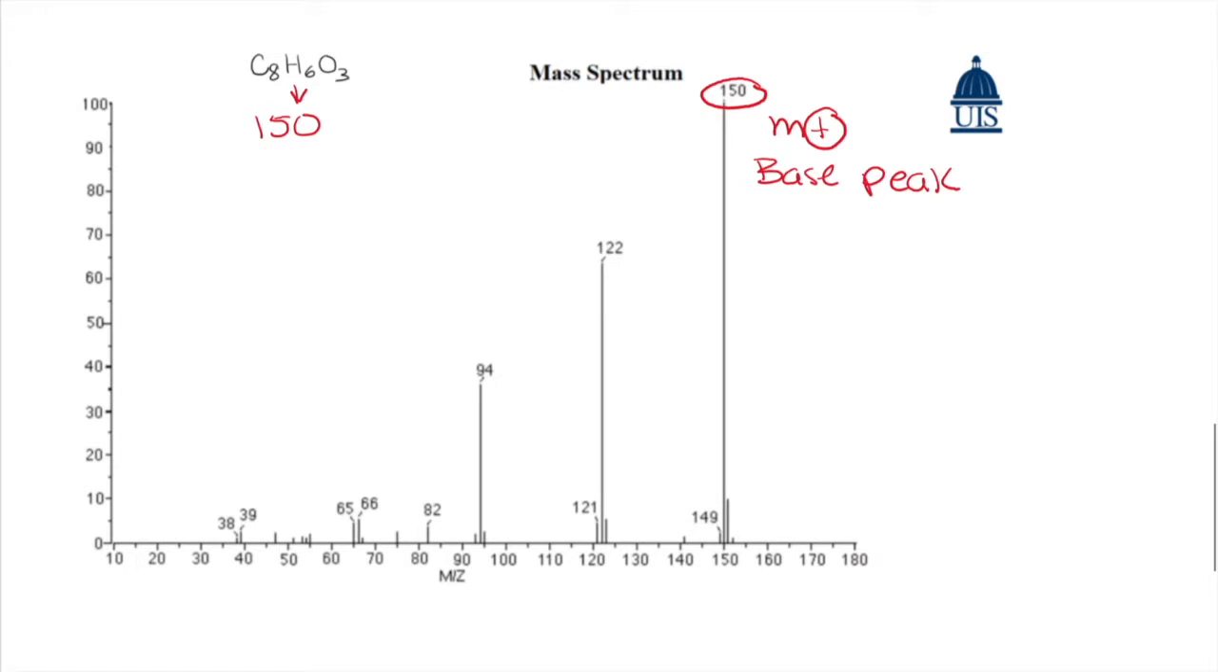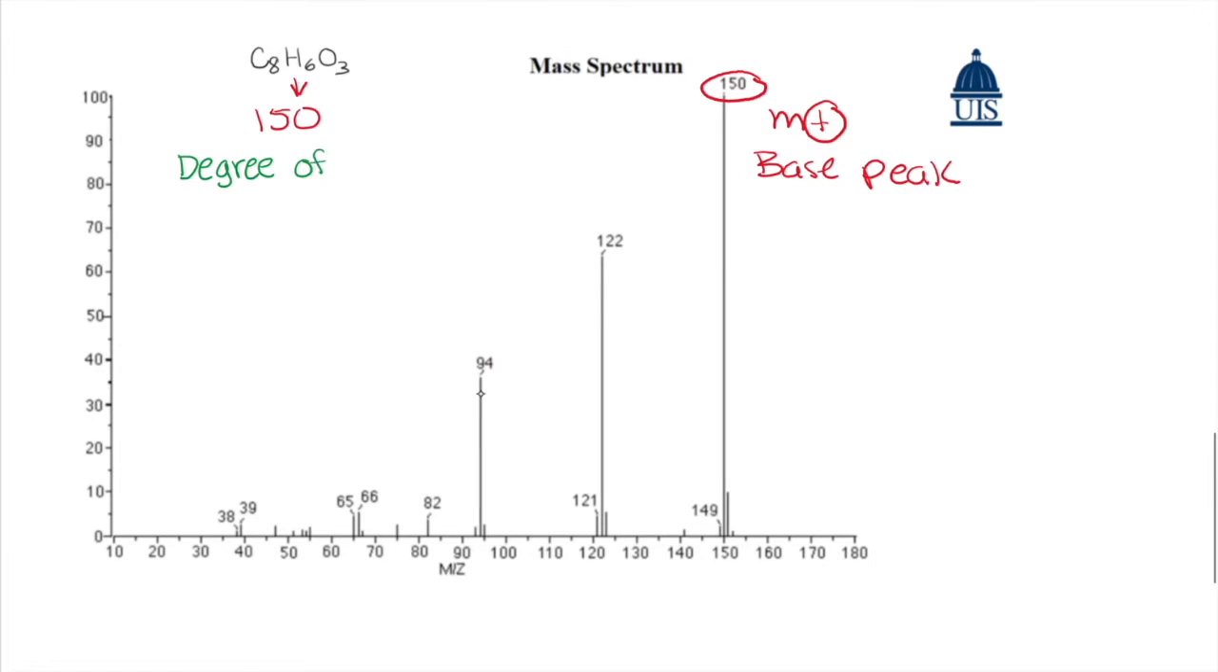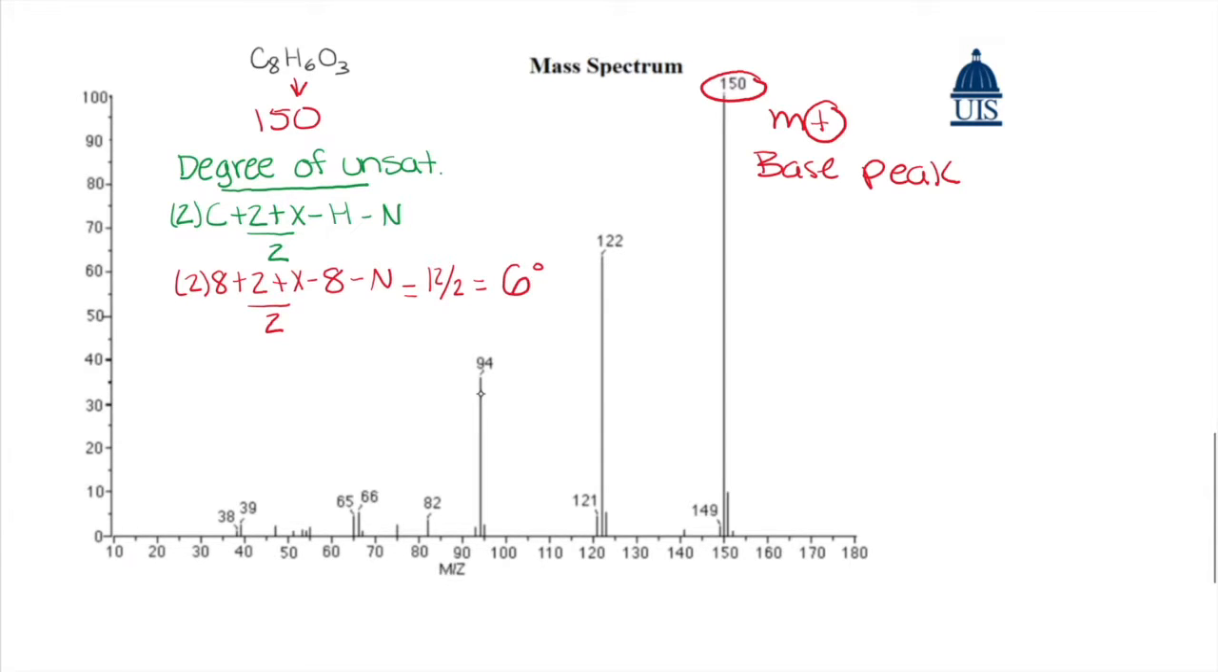So the next thing we can do with this graph is the degree of unsaturation. So from the formula, we found that there are 6 degrees of unsaturation in this structure, which means we are working with probably both pi bonds and a ring.